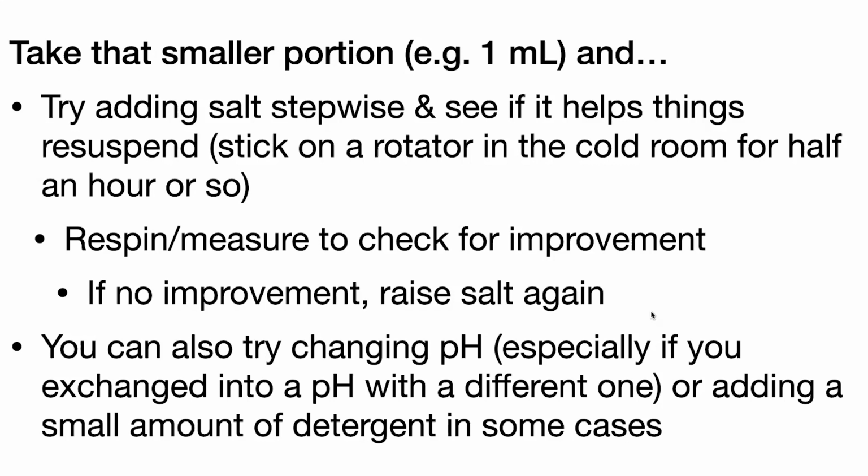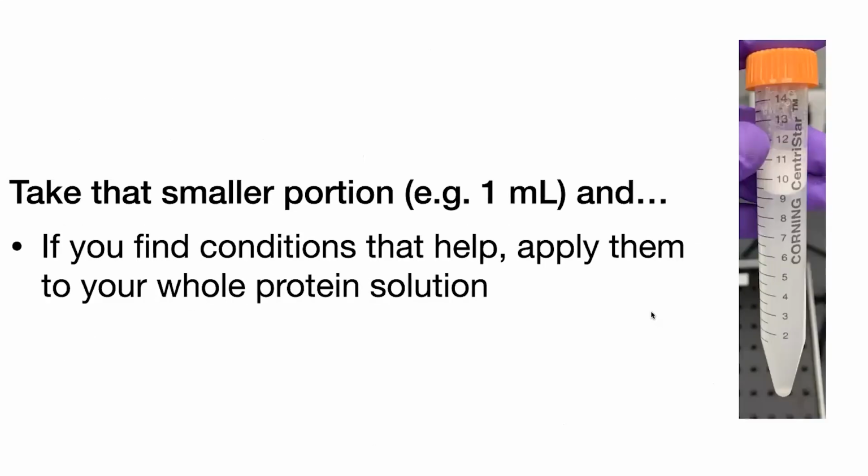And so maybe take a different aliquot and try changing the pH if you had changed it before. Or you can add a small amount of detergent in some cases. Different proteins will like different things, and you kind of just have to figure out what your protein likes. If you do figure out what your protein likes, you find conditions that help, then you can apply them to your whole protein solution.